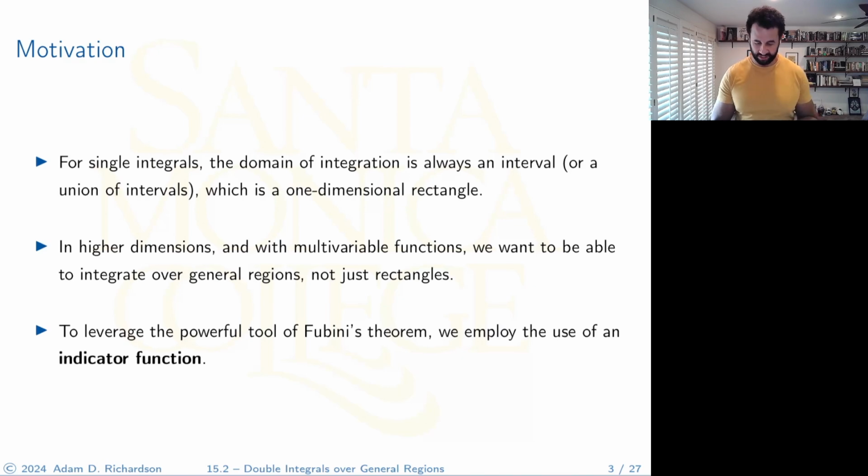But in higher dimensions and with multivariable functions, we want to be able to integrate over general regions, not just rectangles. So we don't want to be restricted to rectangles. We want to be able to integrate over all sorts of crazy regions, with almost no care about the region itself, if possible. So how are we going to do this? We're going to leverage Fubini's theorem again, because Fubini's theorem is really powerful. It lets you iterate the integration process, but it only works for rectangles. So the way that we leverage this tool is we employ what's called an indicator function.